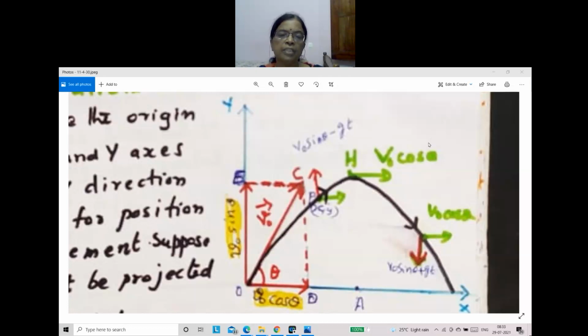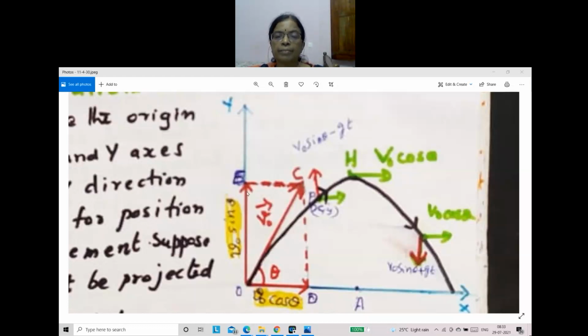Everywhere you can draw a tangent, represent velocity, take the components, and we can see V0 cos theta remains the same. But V0 sin theta first decreases, becomes 0, then increases, depending on the time. Then it reaches the maximum. Just before it touches the ground, it will have maximum velocity. So those are the important factors when you study projectile motion.